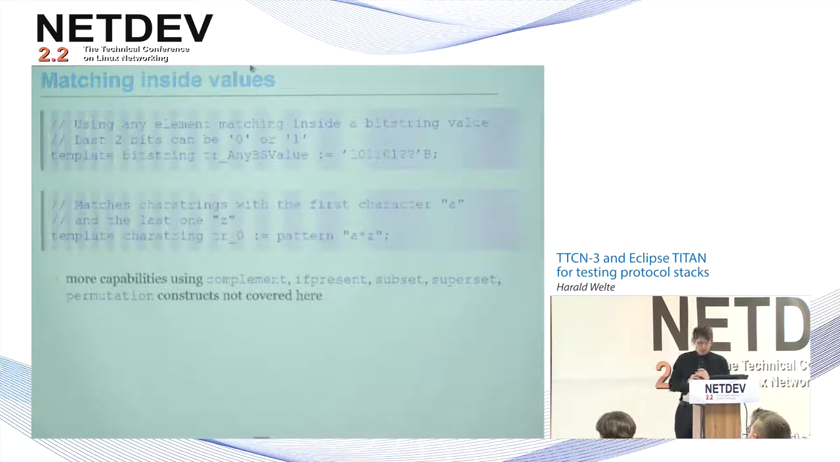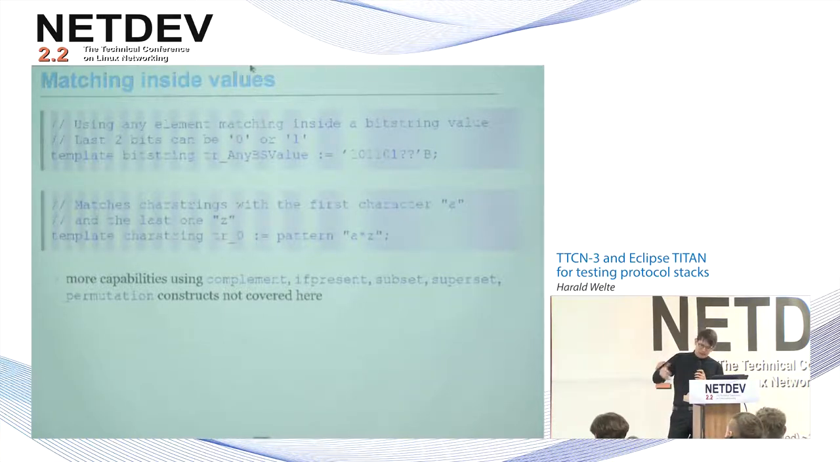And you can also do interesting things like bit string templates. So here you see, basically this must be 101101 and some other two bits, but you don't care what those bits are, with the question mark in there. Or in character strings, you can say it's something that starts with A and ends with Z, but what's in between you don't really care, any number of other characters in between.